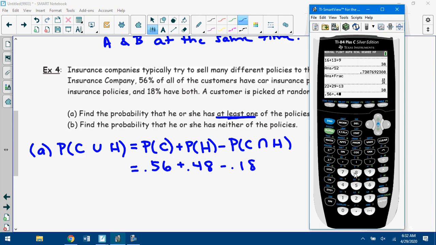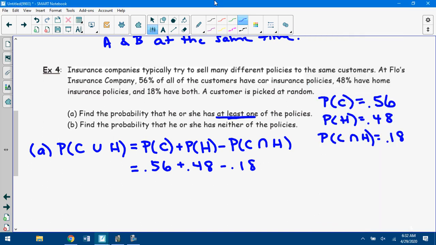0.56 plus 0.48 minus 0.18, and you get 0.86. So if you know the formula, it's easier to just use that and apply what you know.